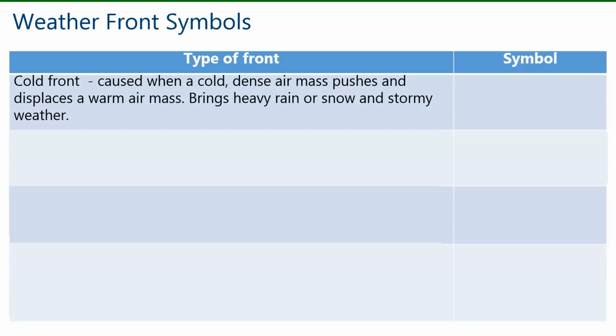A cold air front is caused when a cold, dense air mass pushes and displaces a warm air mass. It brings heavy rain or snow and stormy weather. The symbol on a weather map for a cold front looks like this.